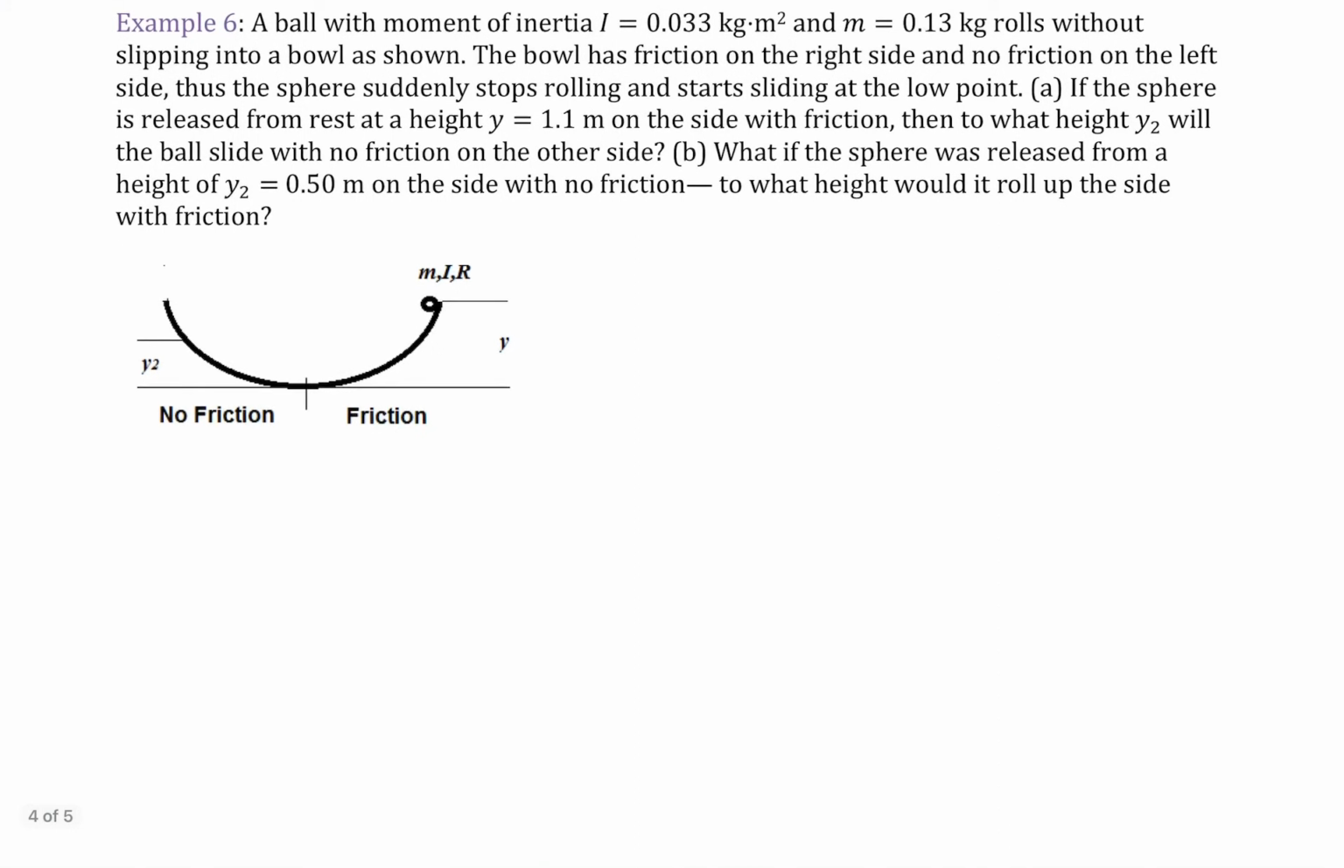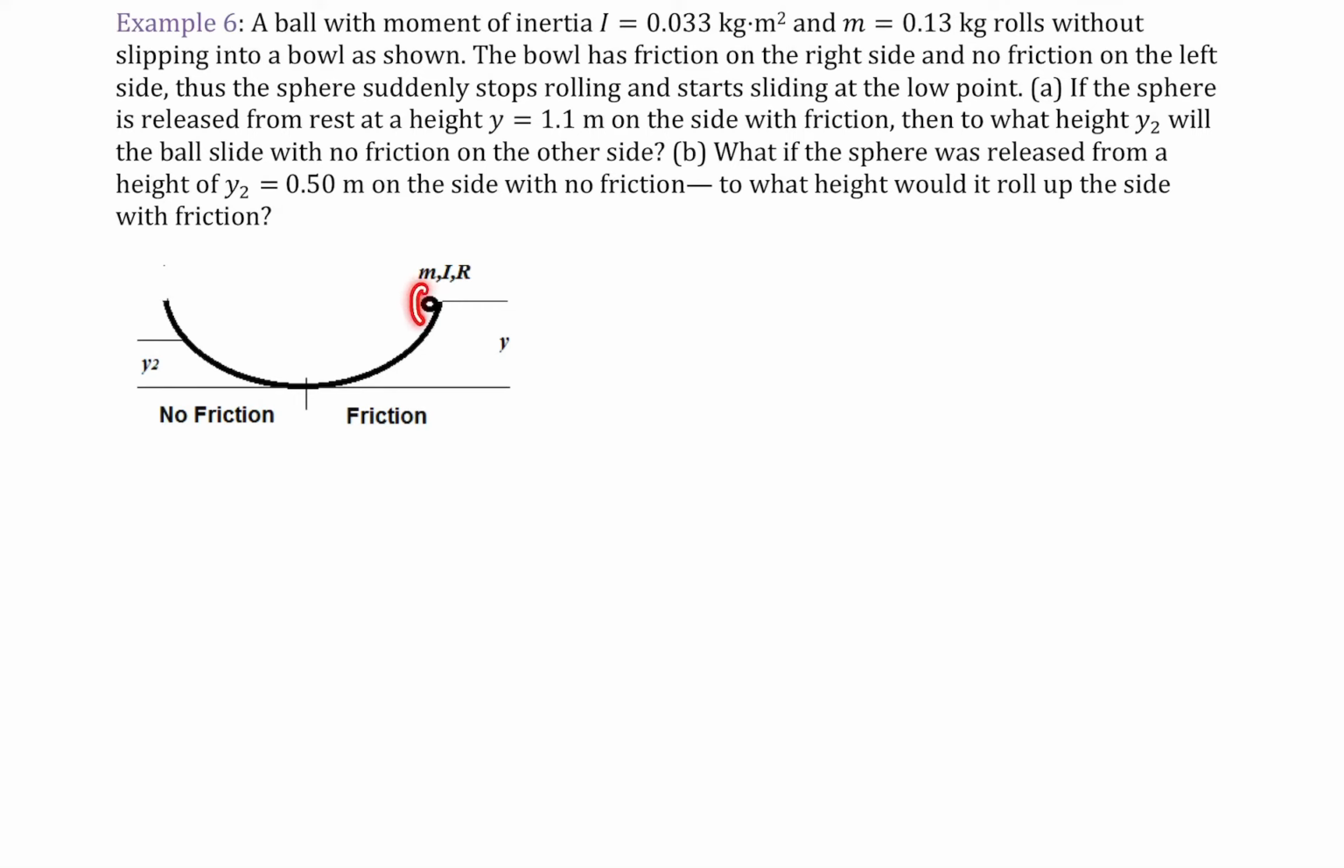And this one is particularly fascinating and counterintuitive, but I think it's so valuable to see how it works. So a ball with moment of inertia of 0.033 kilogram meters squared and a mass of 0.3 kilograms rolls without slipping into a bowl as shown. The bowl has friction on the right side and no friction on the left side. Thus, the sphere suddenly starts rolling, or stops rolling, and starts slipping at the low point.